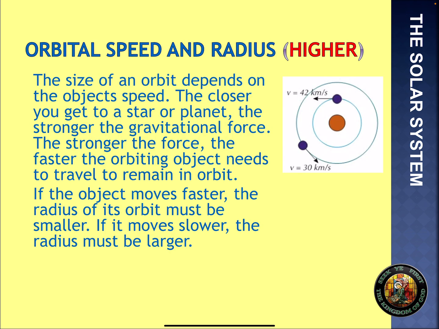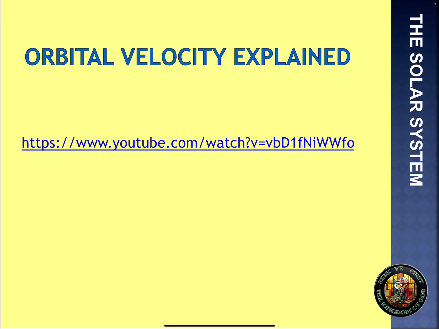Orbital speed and radius. The size of an orbit depends on the object's speed. The closer you get to the star or planet, the stronger the gravitational force. The stronger the force, the faster the orbiting object needs to travel to remain in that orbit. If the object moves faster, the radius of its orbit must be smaller. If it moves slower, then the radius must be larger. You can watch this video, which explains orbital velocity. Pause the video here and watch it.